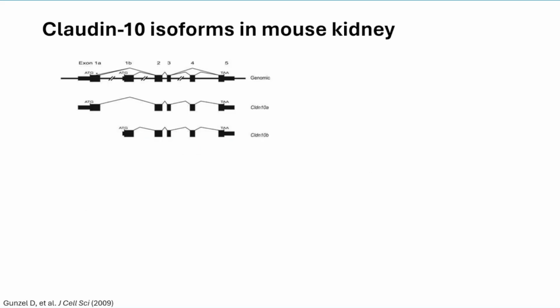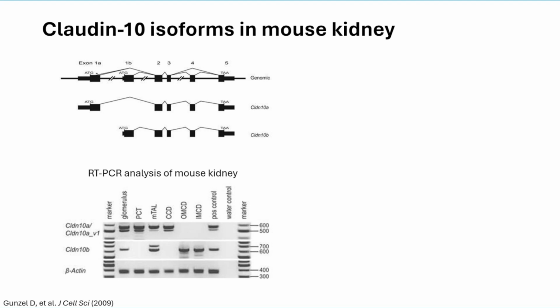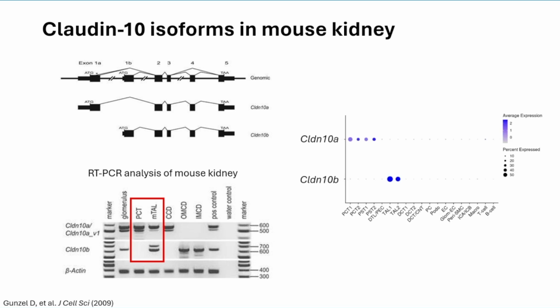And finally, this finding is not new. Actually, in 2009, it was published using different methods that the Claudin 10 isoforms are spatially located in different spots. Using RT-PCR, they showed Claudin 10, again, is in the PCT, and Claudin 10B is in the medullary thick ascending limb. And when I look across our data set at the two different transcripts, we can very clearly see the separation of Claudin 10A in just the proximal tubule cells and Claudin 10B in the TAL cells.